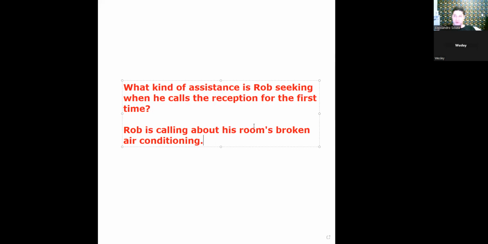E aqui nós temos essa curiosidade, ó. O S ali, né? O apóstrofo. Seria o ar-condicionado quebrado do quarto dele. Então é como se o ar-condicionado fosse uma propriedade do quarto. Tem esse apóstrofe S. Okay, good.